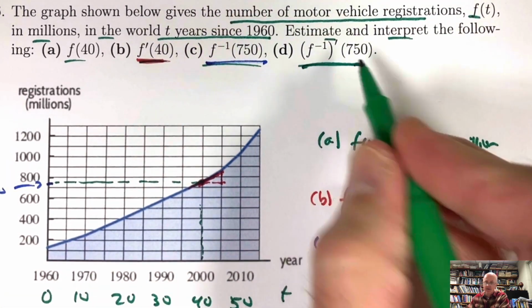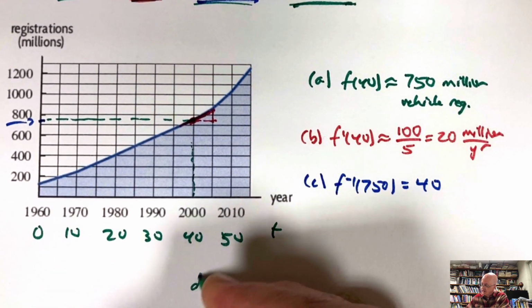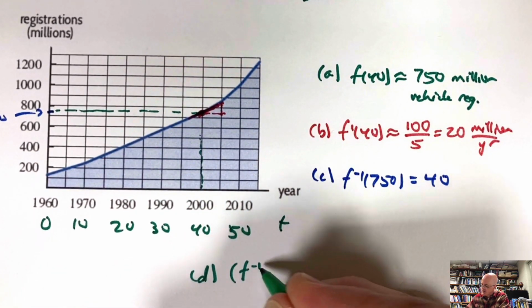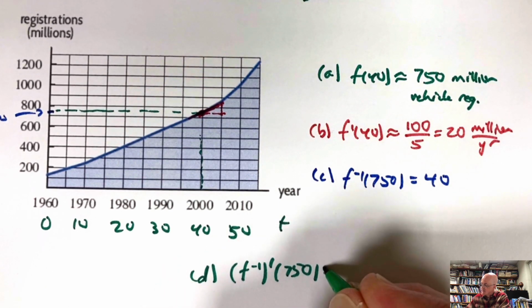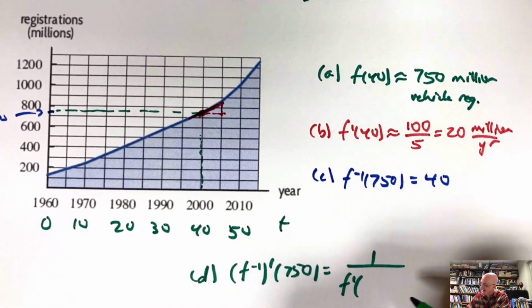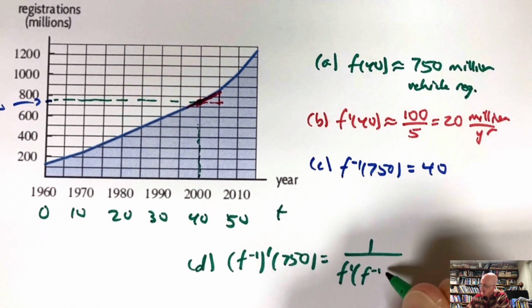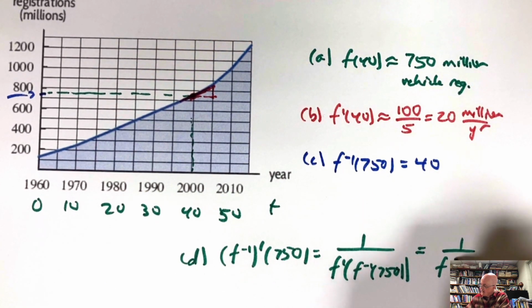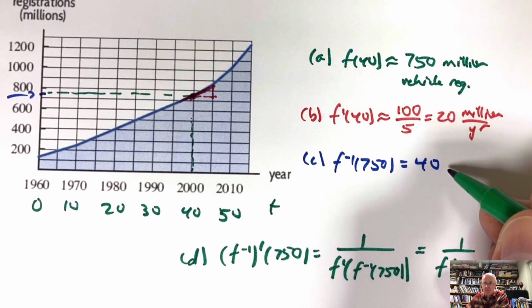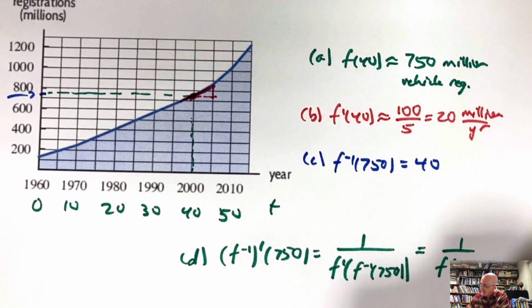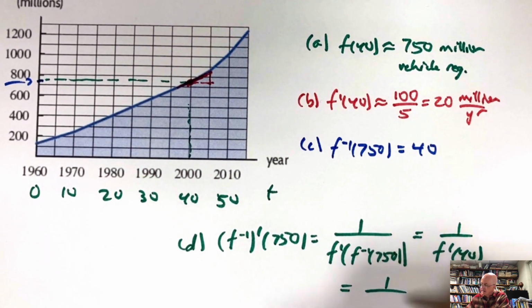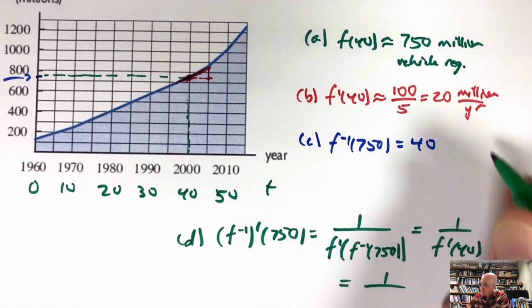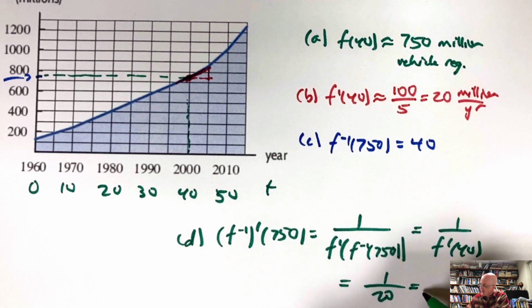Finally, part D, f inverse prime of 750. F inverse prime of 750, as we've seen, is the reciprocal, 1 over f prime, but not of 750, instead of f inverse of 750. But that is 1 over f prime of 40, right? F inverse of 750 from part C is 40. And then from part B, f prime of 40 was about 20. So this would be 1/20th, or 0.05. Is that right? Yeah, 1/20th is 0.05.